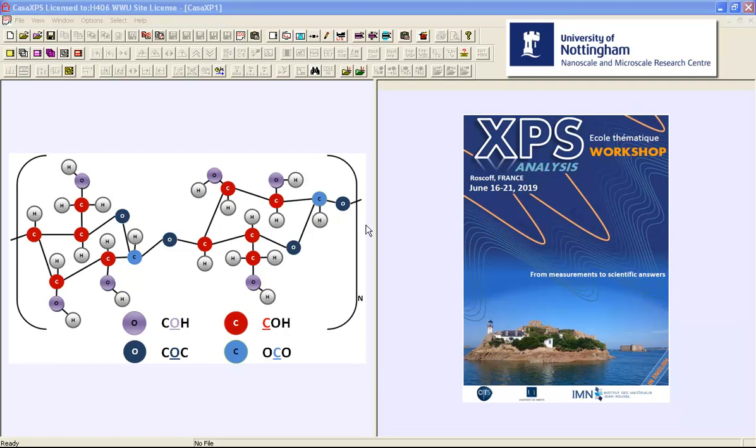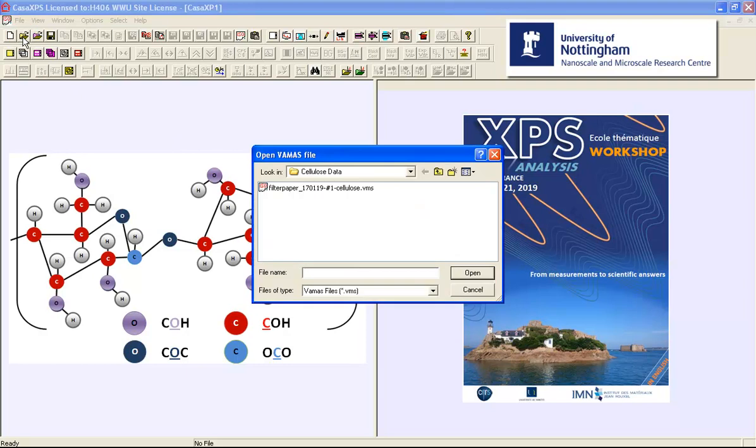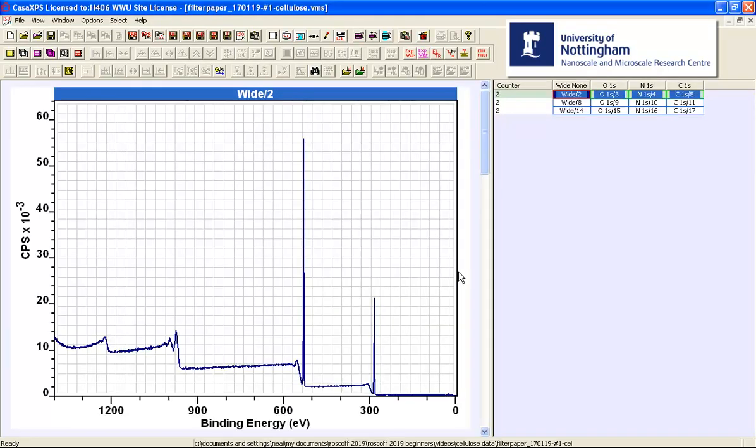We'll now look at some cellulose XPS data, and these have been saved in a VAMAS format, and the file extension is .vms. When we select the open toolbar button we get a dialog window that displays the VAMAS files in a particular directory. In this case there's only one VAMAS file. If we select it and then press open, data are then opened up and displayed in CasaXPS.